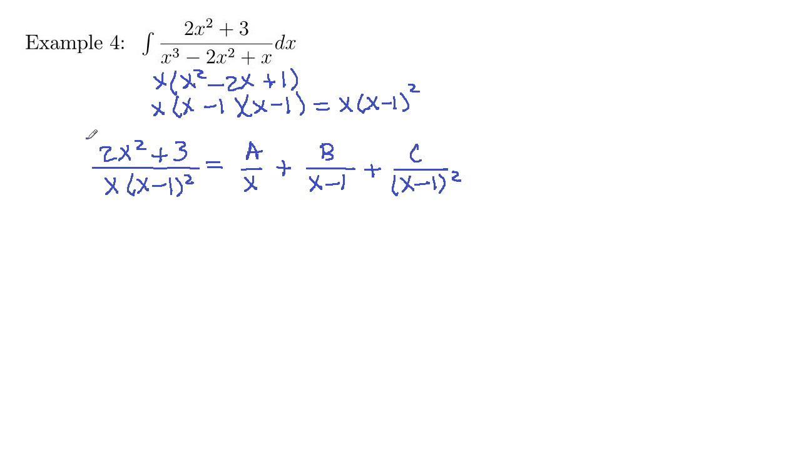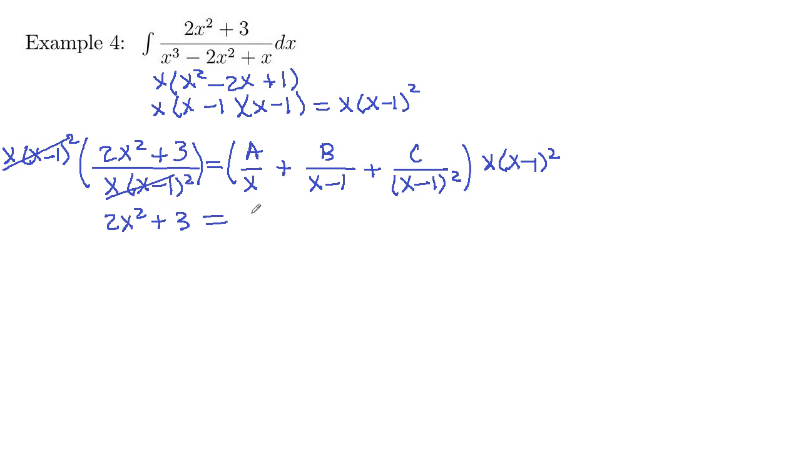So what we want to do first here is multiply through by the LCD, which is x times x minus 1 squared. So here, this cancels the denominator. We're left with 2x squared plus 3. And now we take this whole expression multiplied times each term. So when we multiply by the first term, the x's cancel. So we're left with A times x minus 1 squared.